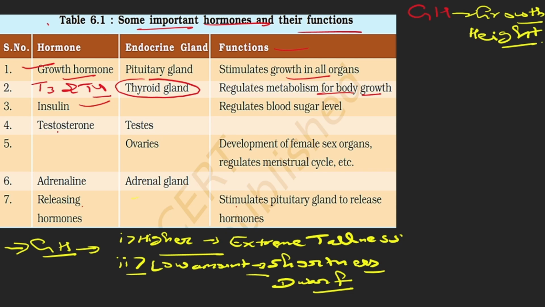Next is insulin. Insulin is the hormone secreted by the pancreas gland, and the function of insulin is that it regulates blood sugar level.